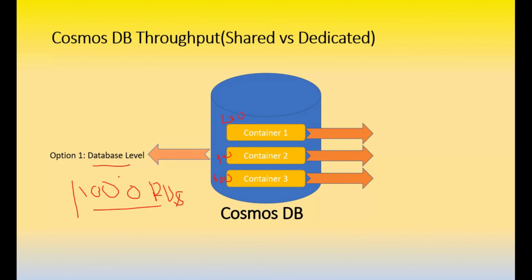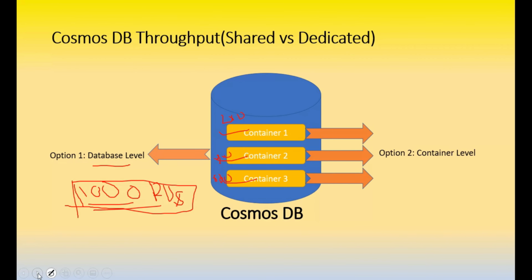So here it is a simple calculation. If you are giving 1000 in total, however many containers there are will share this total database level RUs. It can be 200, 200, 600, or it can be 400, 400, 200. At the end of the day, the total will be whatever you're giving at the database level. So this is option 1 that you can define.